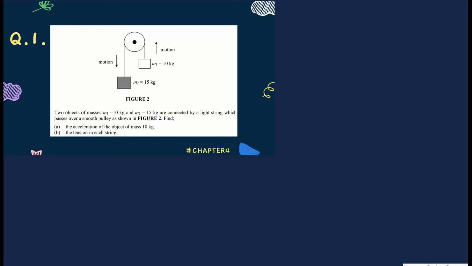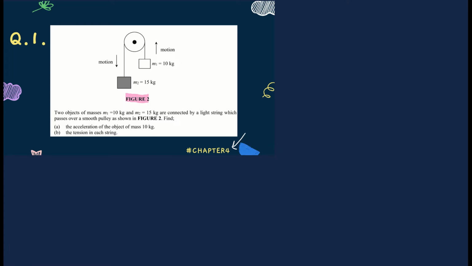Okay, the first question for week 17 is from chapter 4. So we are doing a revision for chapter 4. Let's read through the question. We have a figure 2 here.